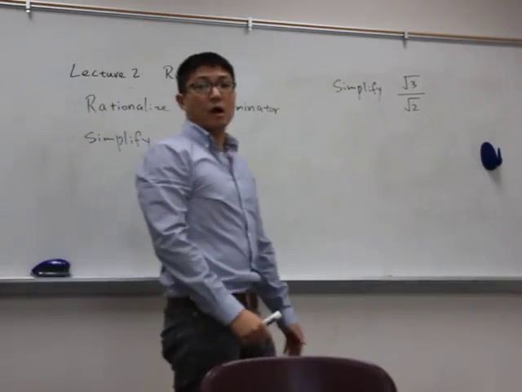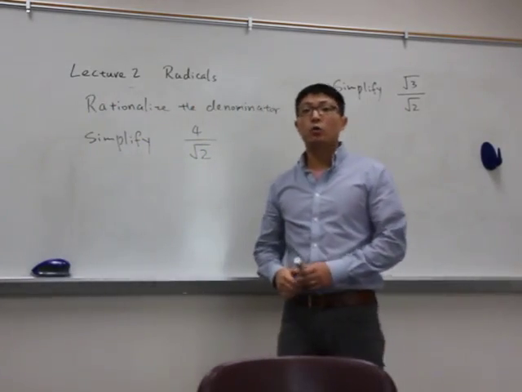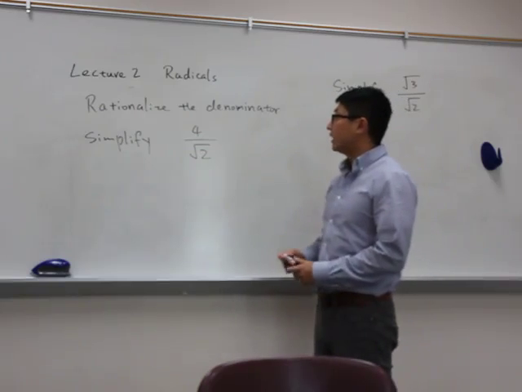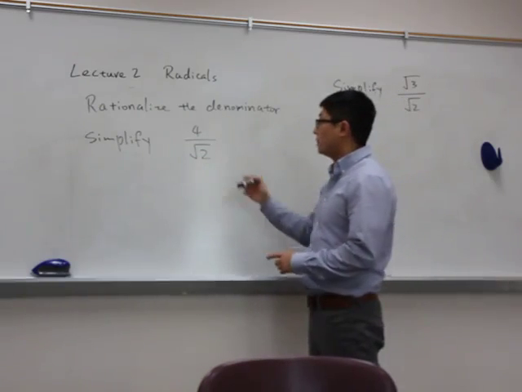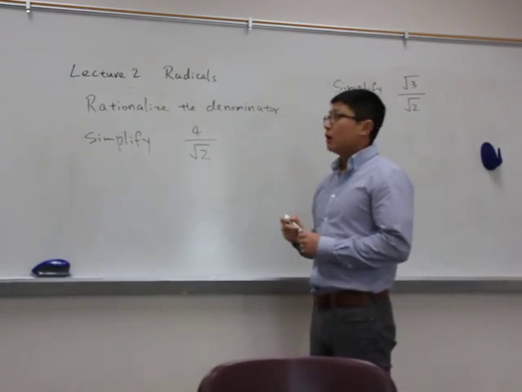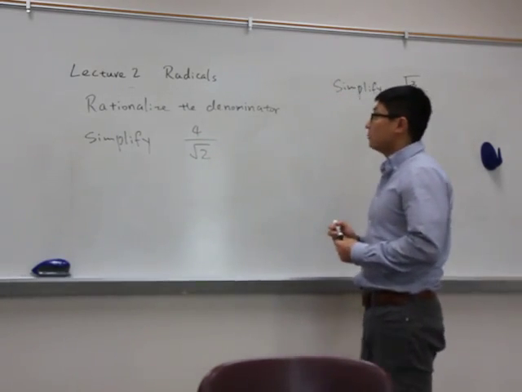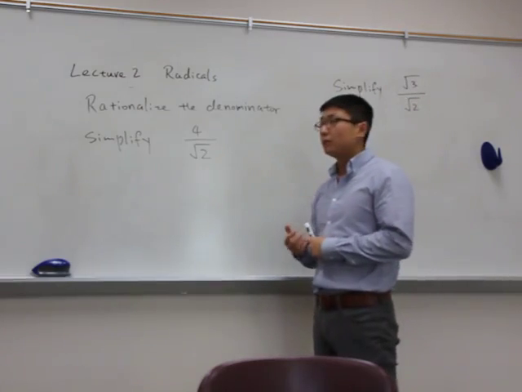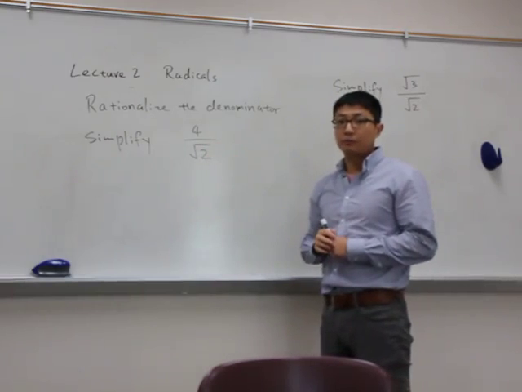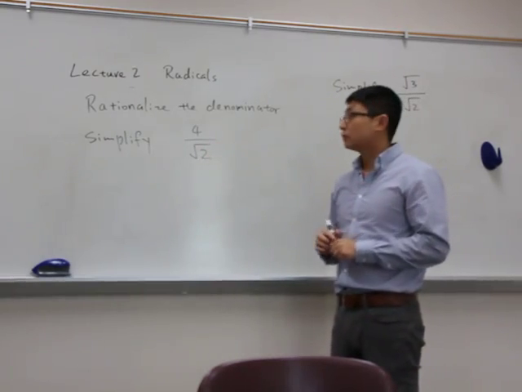Hi everyone. In this video, I want to show you how to rationalize the denominator. Now, as you can see here, we have a fraction, and the denominator of this fraction is a radical. So to rationalize the denominator means we want to do something to remove this radical from the denominator. So I will show you how to do this.